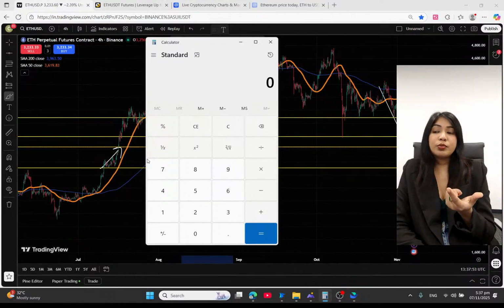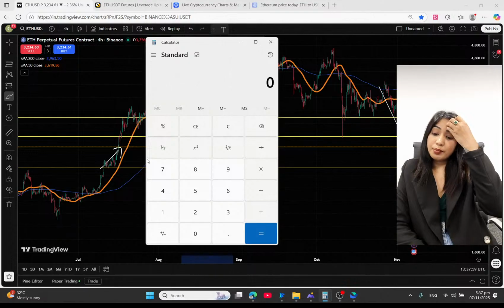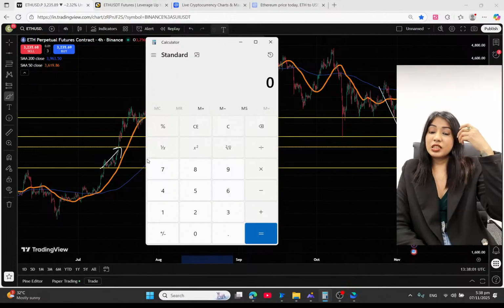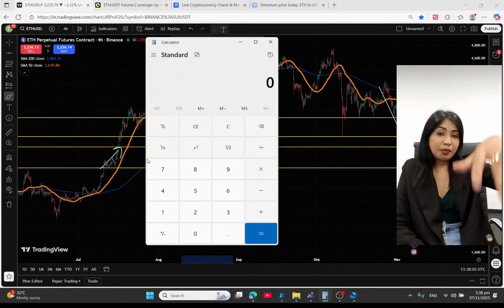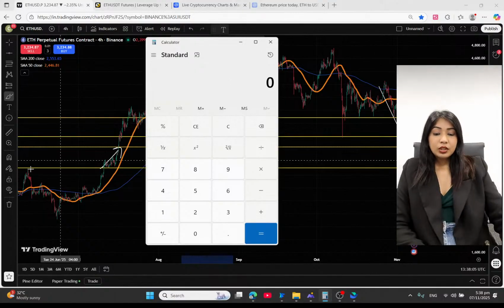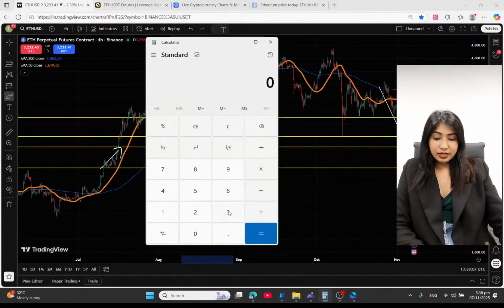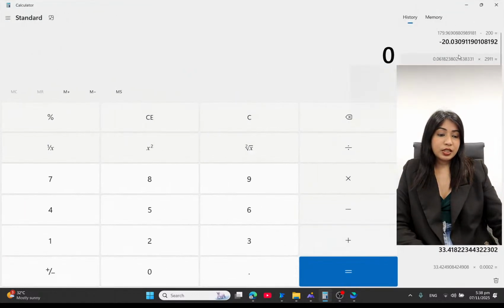Second thing, it could also be that Donald Trump came up and announced something suddenly, some positive thing, and the market starts moving up. Now you're buying it at 3235. Okay. So what was the amount that you were investing? You were investing.